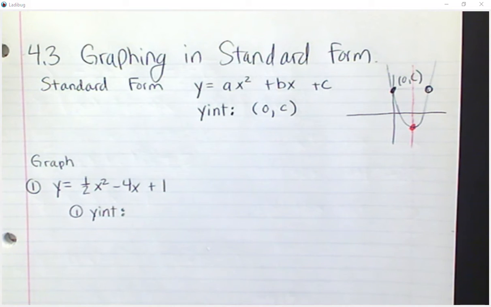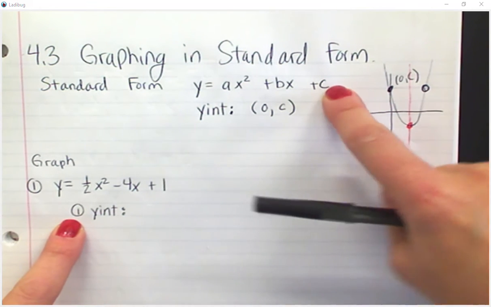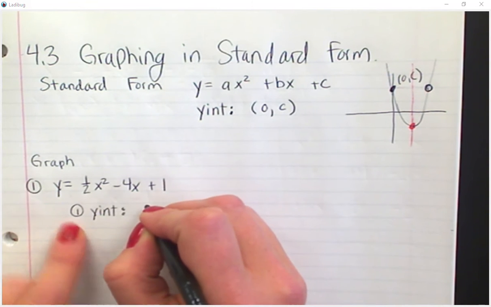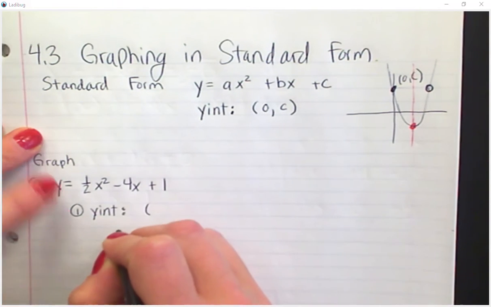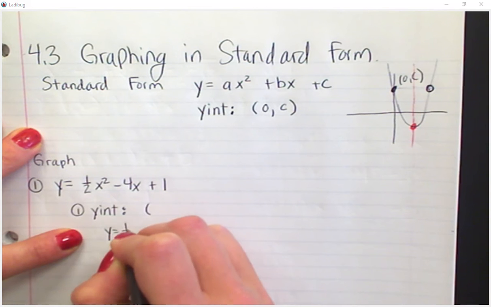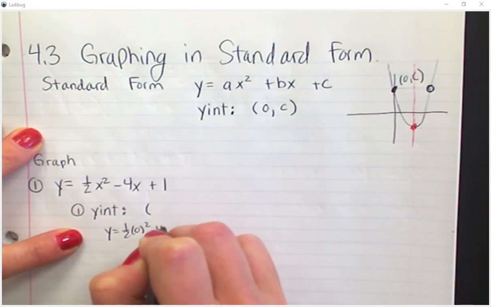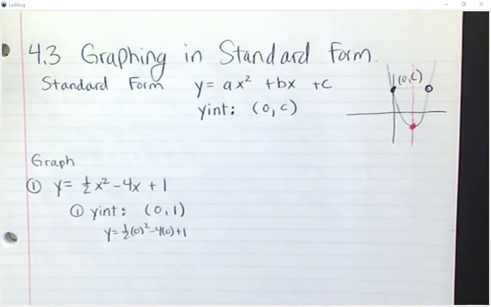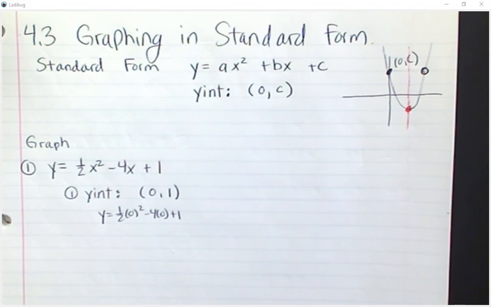When I have vertex form, I find the vertex because that's the point that's sitting in the equation. When I have intercept form, I start with the intercept because all I'm doing is taking the two numbers out of the equation. Notice the only number here that I can take out is the c value. So find the y-intercept. Okay, that means plug in 0. Okay, 0, 1. Okay, I got a point on the graph.